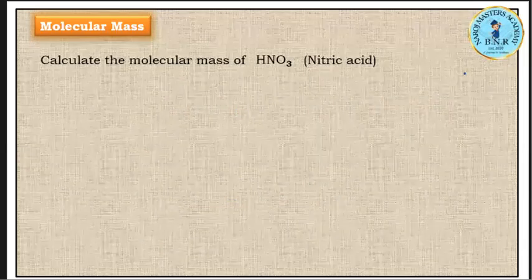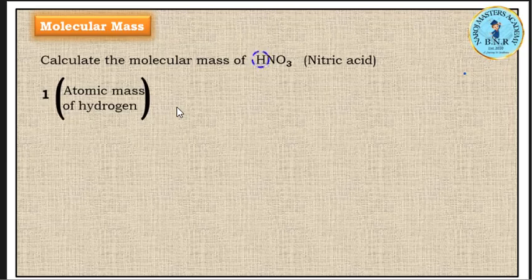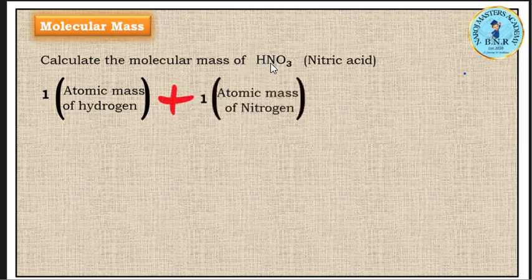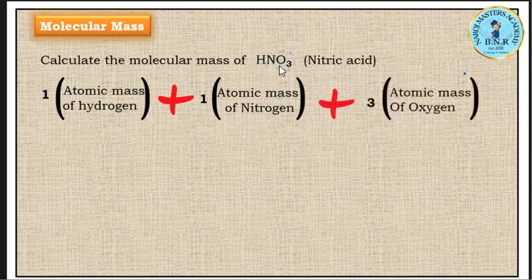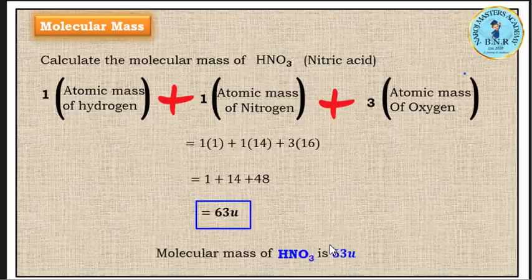Here you can see the steps. 1 into the atomic mass of hydrogen, since only one hydrogen is there. Plus 1 into the atomic mass of nitrogen, only one nitrogen atom is there. Plus 3 into the atomic mass of oxygen. Write the atomic masses: 1 into 1 plus 1 into 14 plus 3 into 16, that equals 63 units. So what is the molecular mass of HNO3?